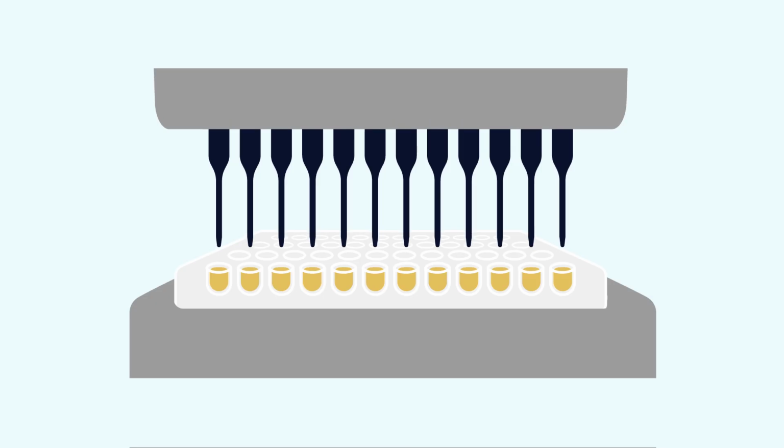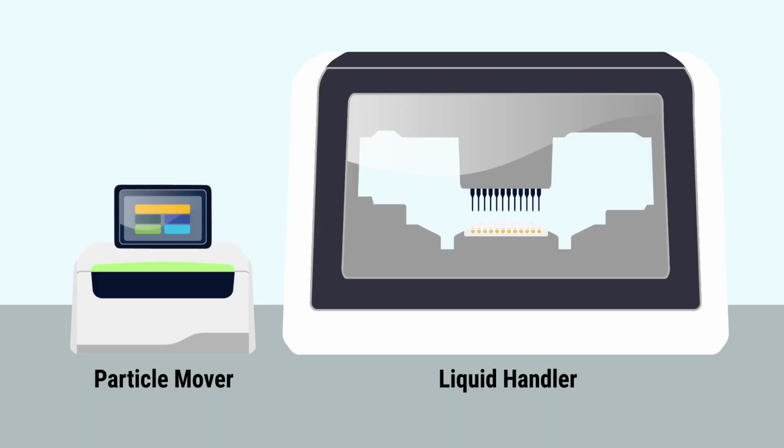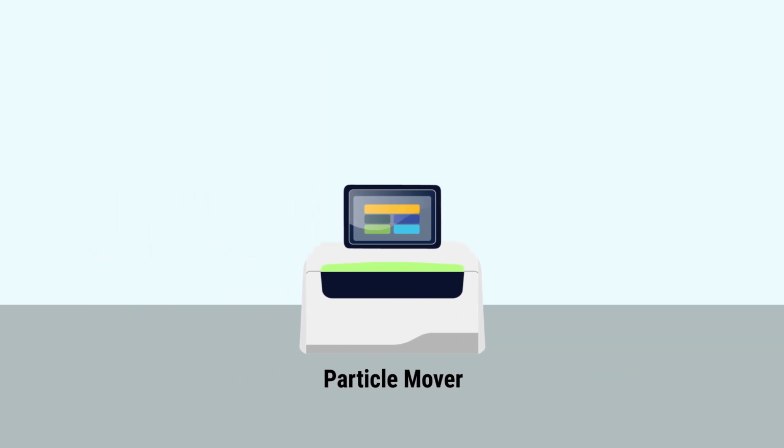This chemistry can be automated using programmable robotic operations. There are robots that move the magnetic particles between different solutions, called particle movers. A second type are called liquid handlers. How does a particle mover robot work?